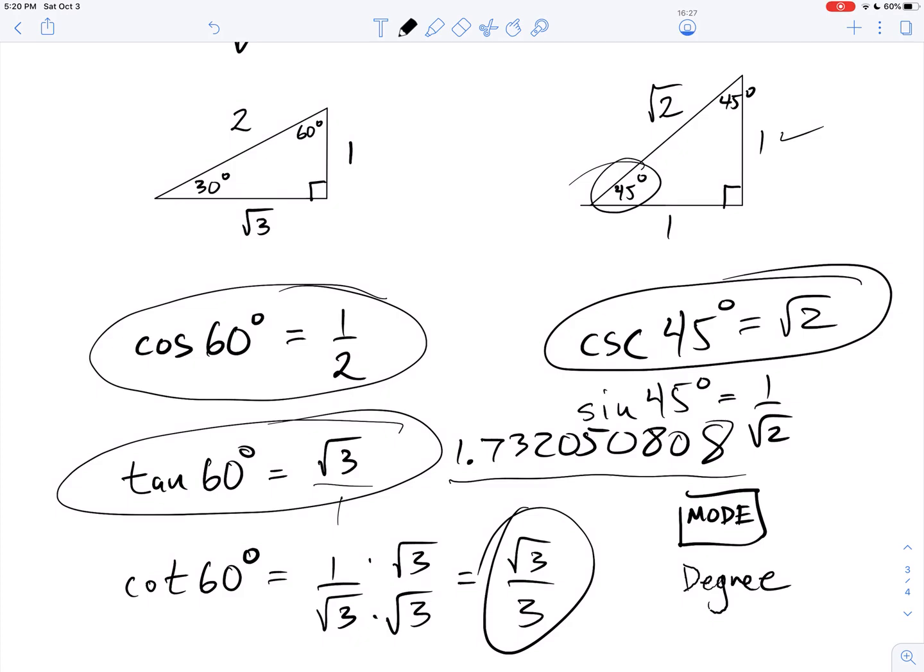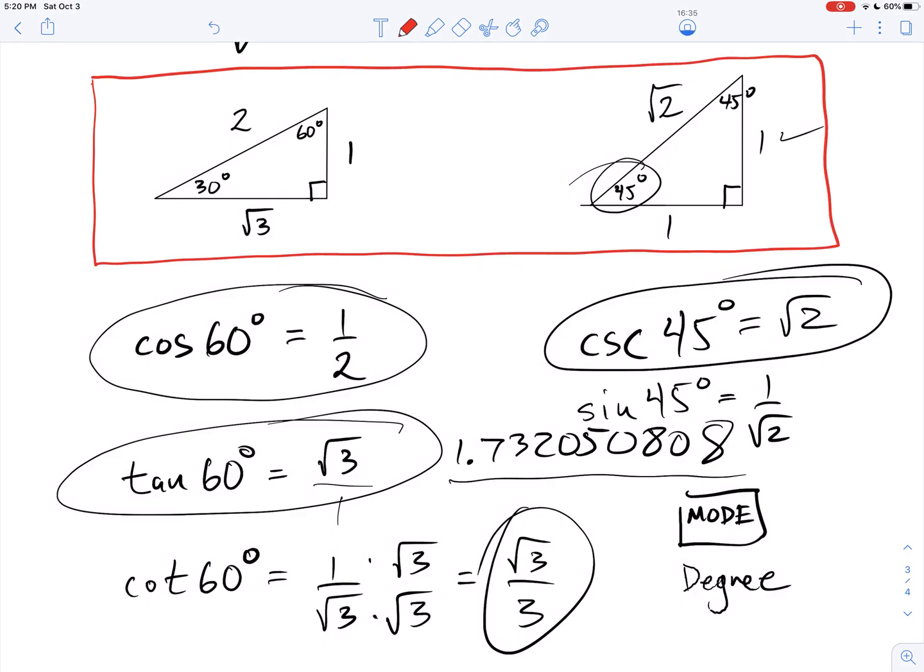I'm going to go up there. But before I do, I want to make sure I box this off. When we are evaluating trig functions that contain 30-degree angles, 60-degree angles, or 45-degree angles, we use these two reference triangles. These guys here are called reference triangles. We refer to them to get our answers. That's why they're called reference triangles.